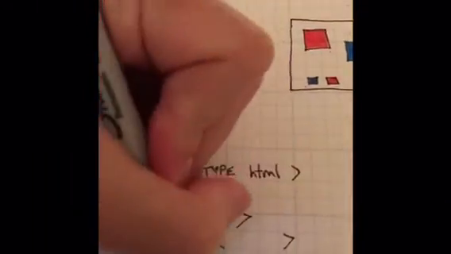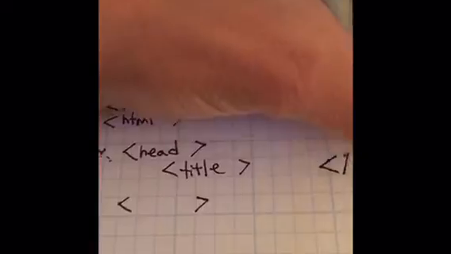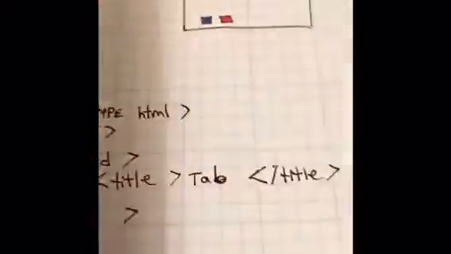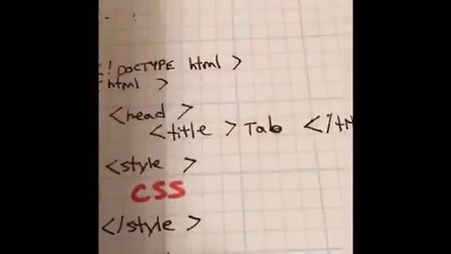So after that, we have our head tags, and inside the head we have our title, which will display in the tab at the top of the web page. And also inside the head, we have our start and end tag for style, and this is where all of our pretty CSS code goes.